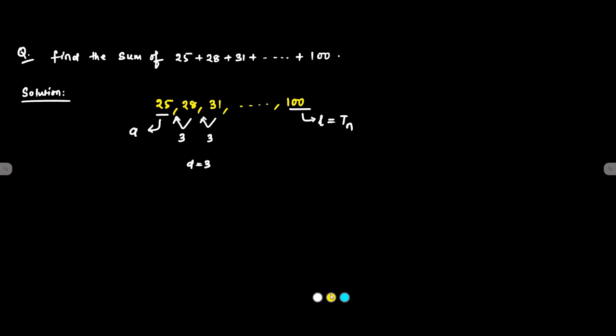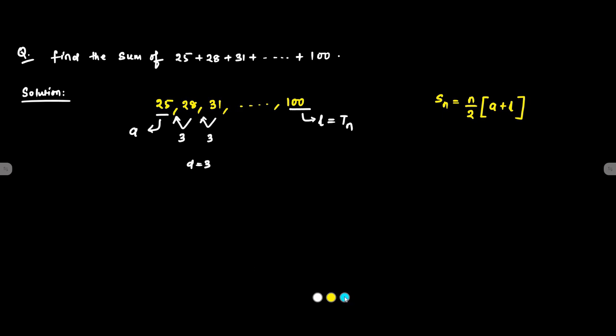Now the formula to find the sum of n terms in an AP is Sn equal to n by 2 into A plus L. This is the first formula. It is applicable here. We have the first term, we have the last term, but what we don't know is the total number of terms present in this given arithmetic progression, starting from 25 to 100. So we have to determine it using the general nth term formula.